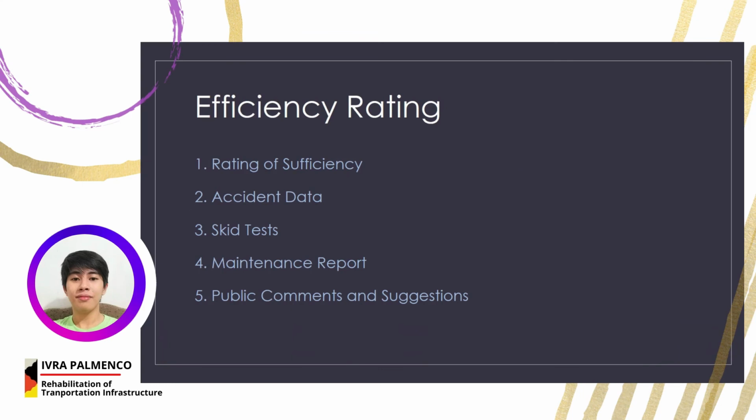So, efficiency is the quality of being able to do a task successfully without wasting time or energy, while a rating of something is a score or measurement of the quality of an object, idea, or action. Efficiency rating simply refers to the measurement or the quality of work done in order to complete a task. And there are 5 factors that affect the efficiency rating. The first being the rating of sufficiency.